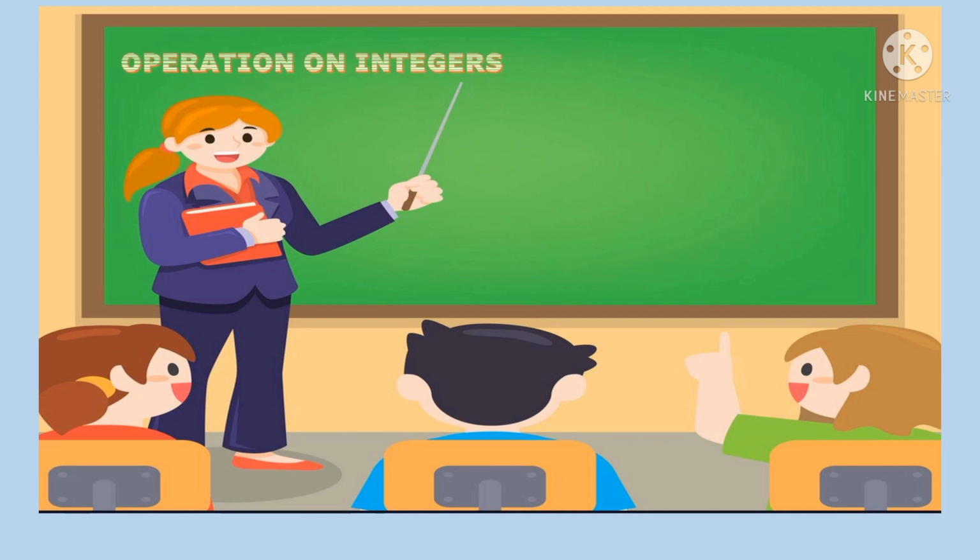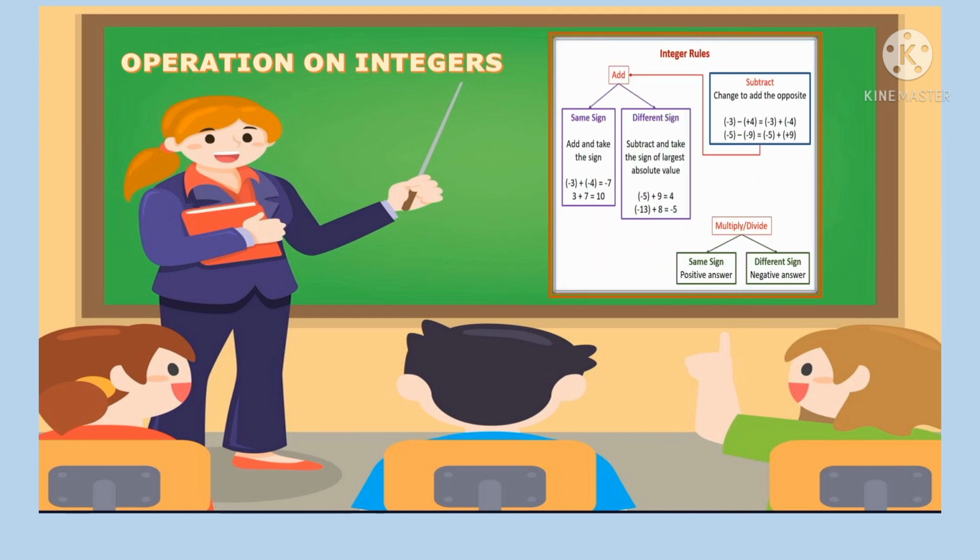So let us now proceed with operations on integers. In integer rules for addition and subtraction, always remember in addition, if they have the same sign, add and then take the sign. If they are in different signs, subtract and take the sign of the largest absolute value. So we have an example here. In addition, if they are in the same sign, take the sign. If they are in different signs, subtract and take the sign of the largest absolute value.